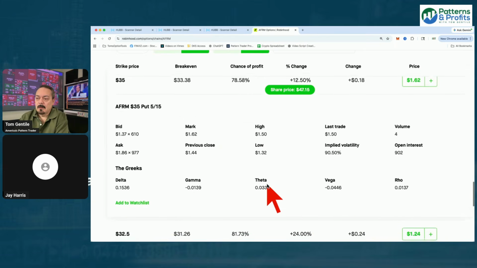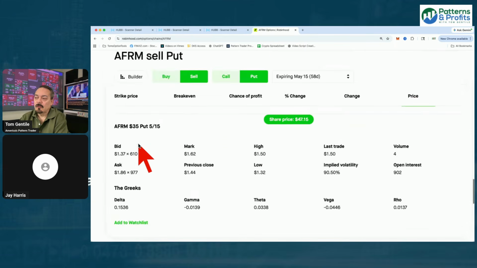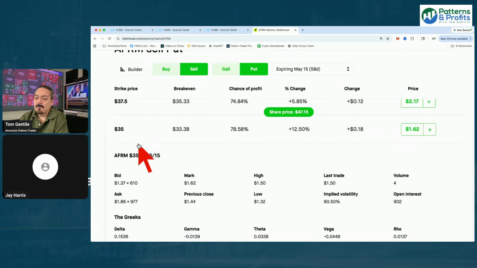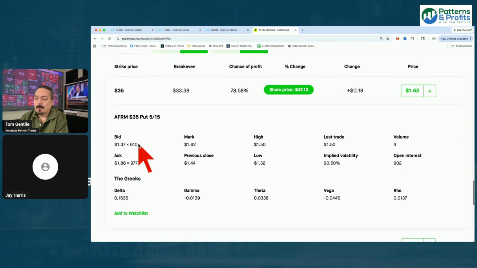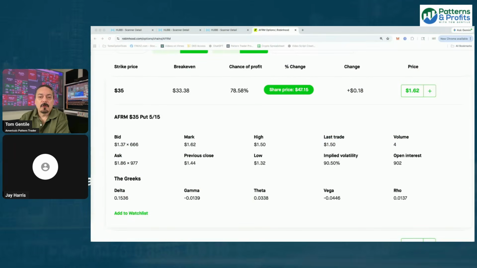The bid on those options is $1.37, and the offer is $1.86. You know what? I like this at $1.50 or better. So that's what I like. So what I'm going to look at here is these at the $1.50 level or better. So at this point, I want to create that trade. I'm going to create the trade in AFRM, and then I'll place it.